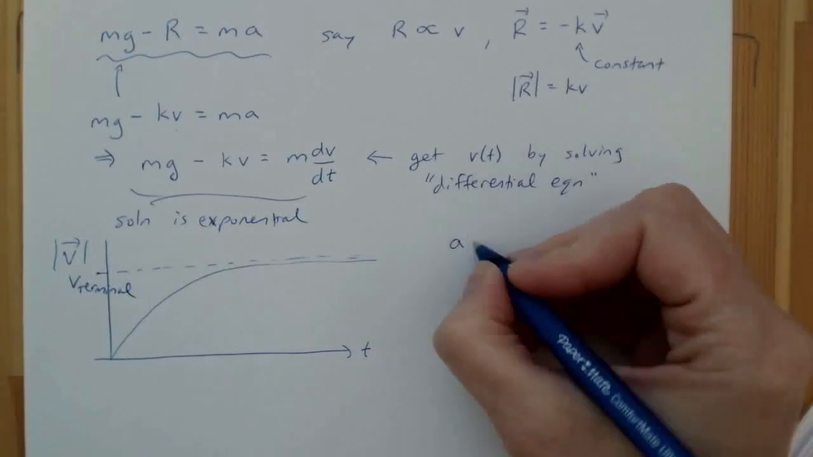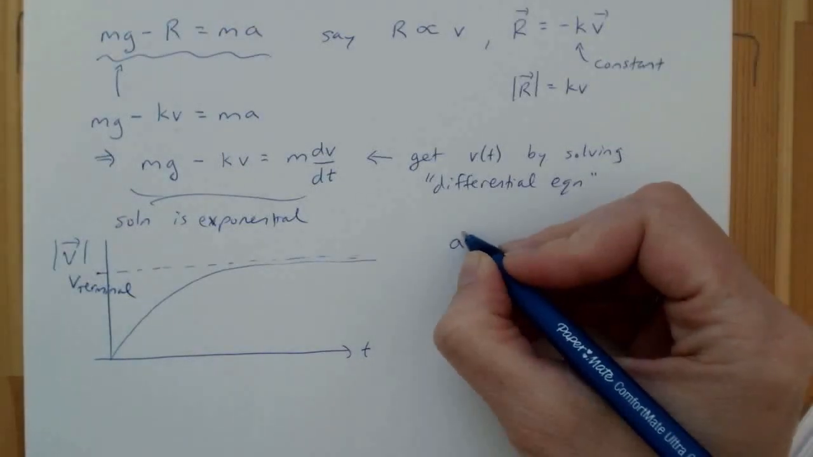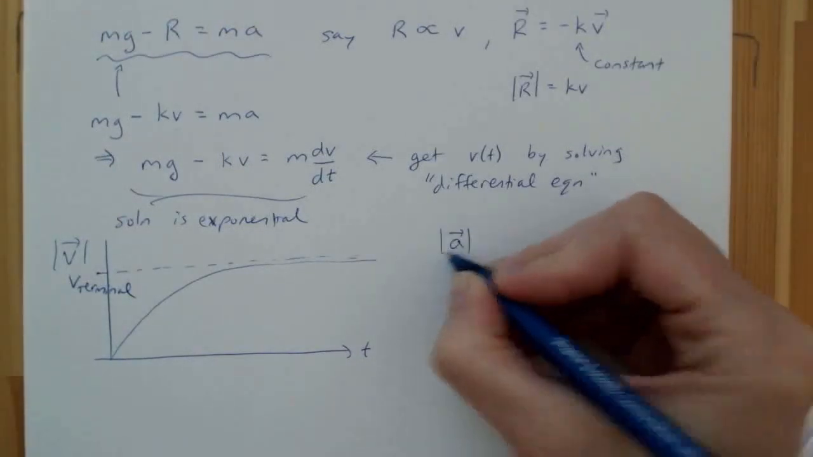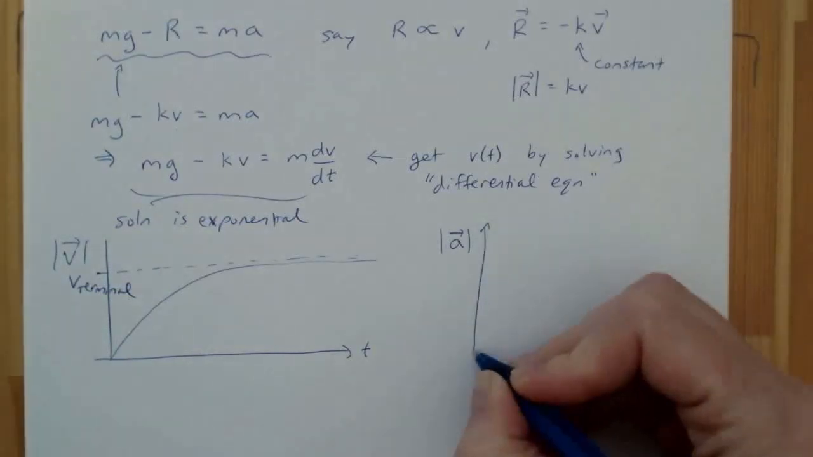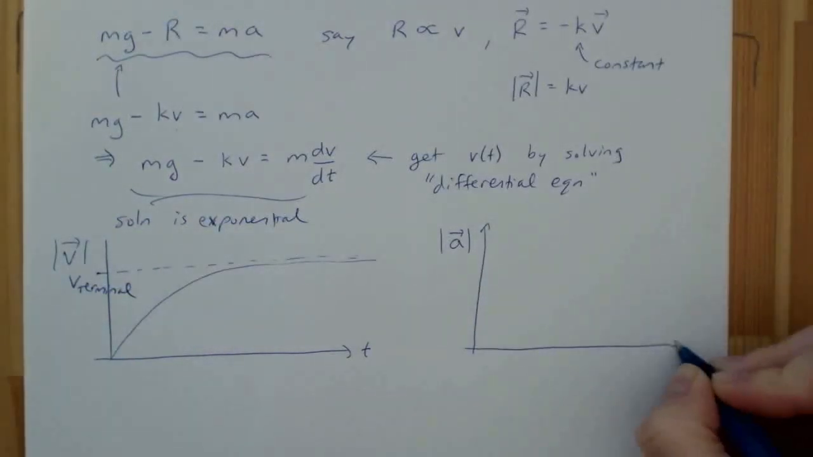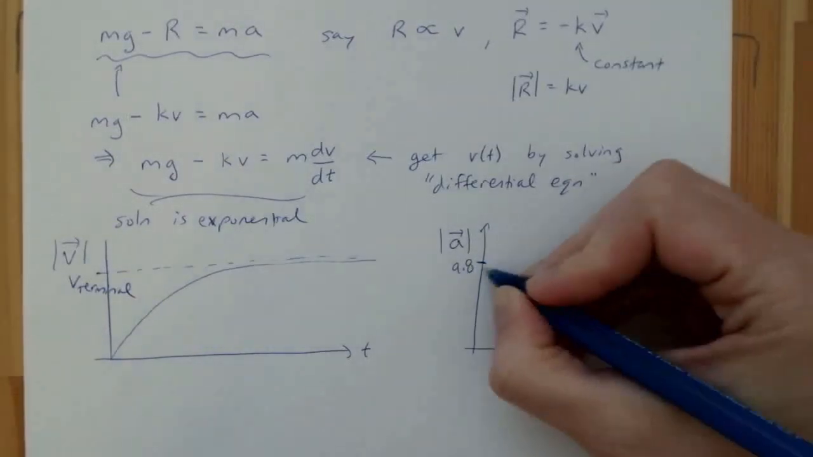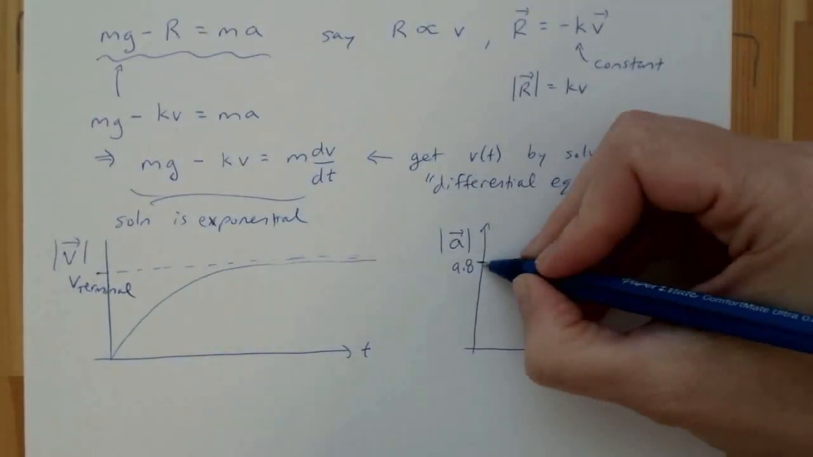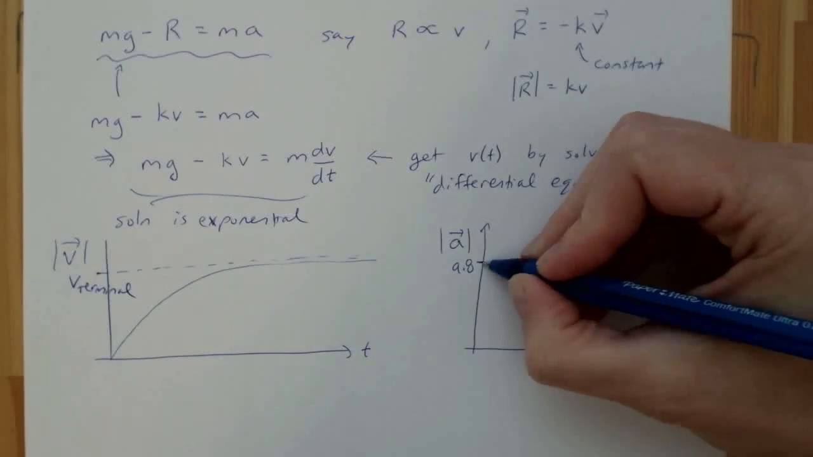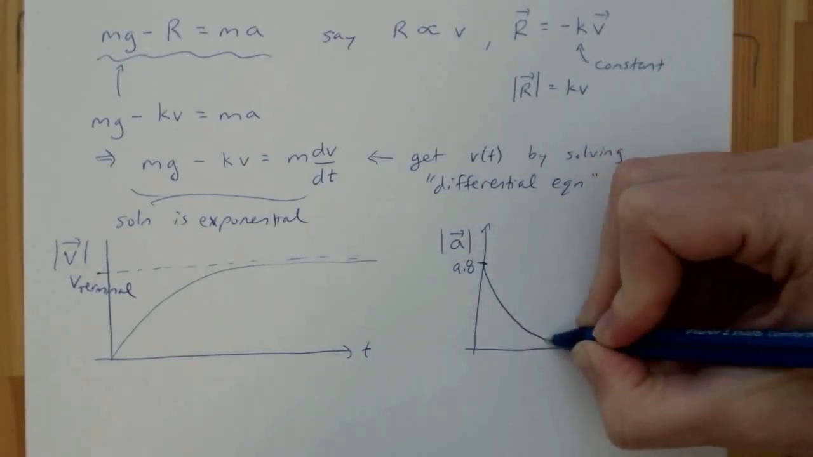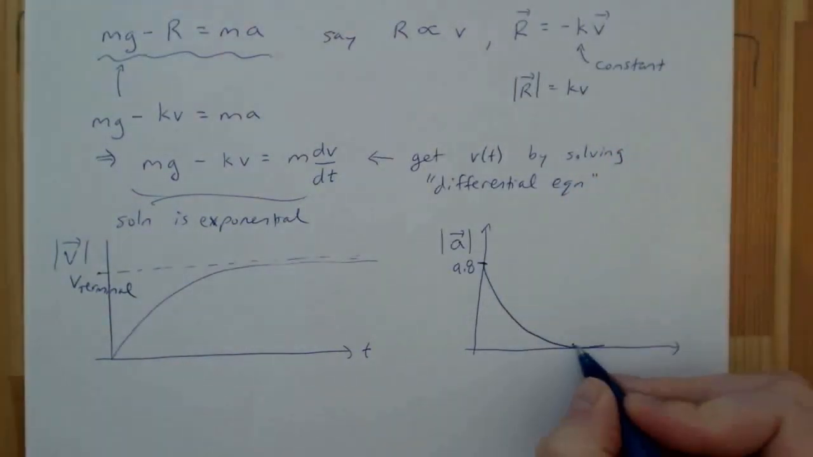Once you know the velocity as a function of time, you can get the acceleration, and again I'll plot the magnitude of the acceleration as a function of time. And this is going to start initially at g, right, at 9.8 meters per second squared, and then it actually decreases exponentially to 0 down here.